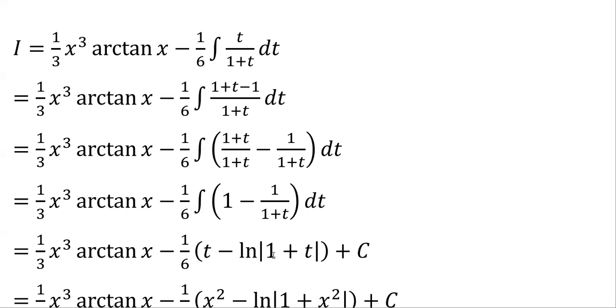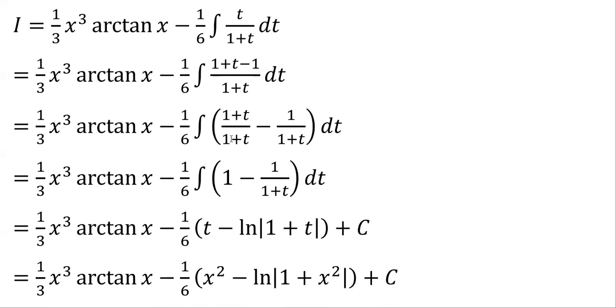All right, so now we integrate from here. t minus ln of 1 plus t, don't forget absolute values. And then we have to back substitute. What's t? It was x squared. So then this is my final answer. Again, there are multiple ways you can solve this probably. This is how I chose to do it.